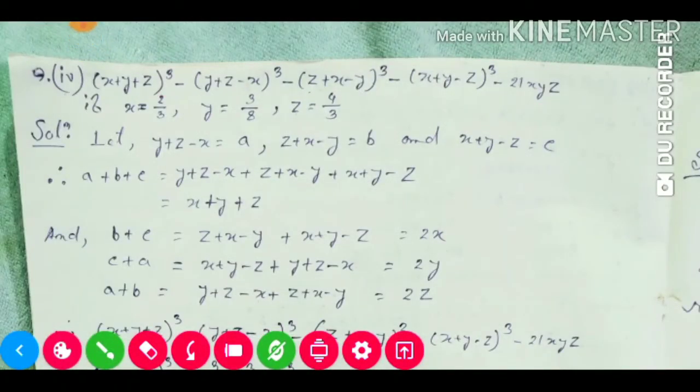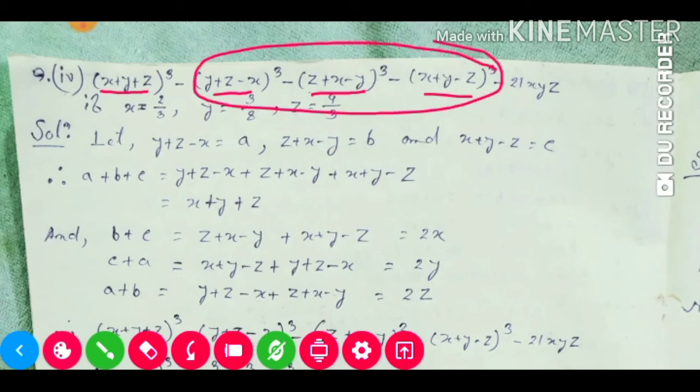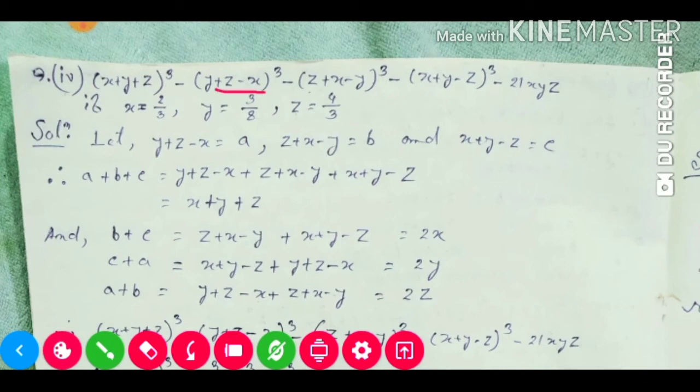If x is equal to 2 by 3, y is equal to 3 by 8 and z is equal to 4 by 3. So here in this question you will see these three terms are positive and this one negative, here also one negative is there, in these three terms also one negative is there. That means these are like terms. So from here we will consider this one as a, this one as b, this one as c. So y plus z minus x is equal to a, and similarly this one b, this one c.